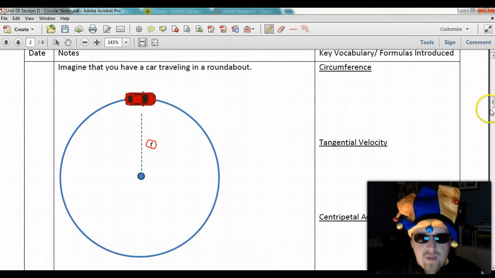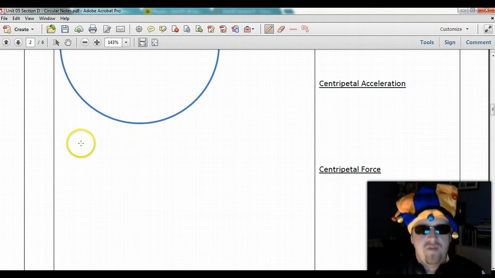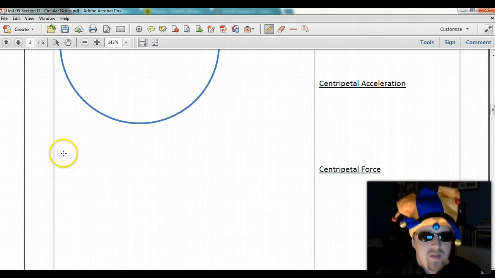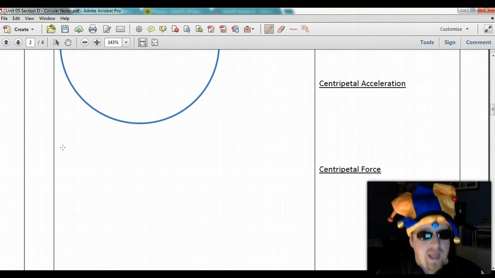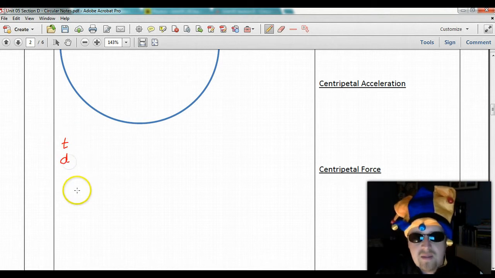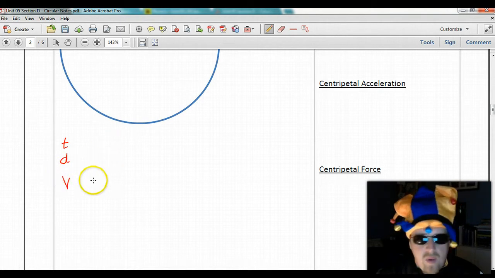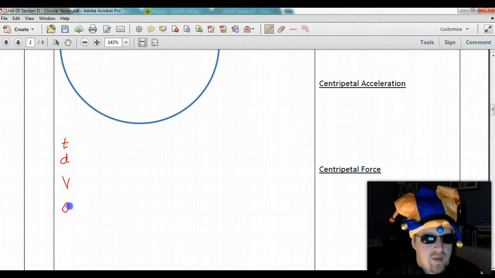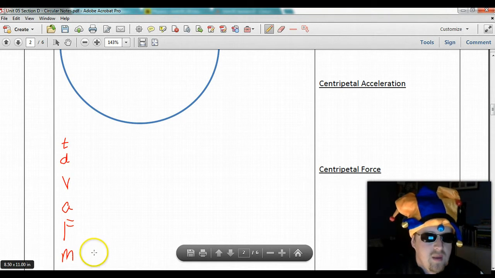Now, one of the things that we talked about in class was that it was important to look at the different variables that differentiate circular motion from linear motion. Linear motion being what we've been looking at, circular motion being this new thing. And those variables were time, distance, velocity in a certain way, we'll talk about that in just a minute, acceleration, force, and mass.